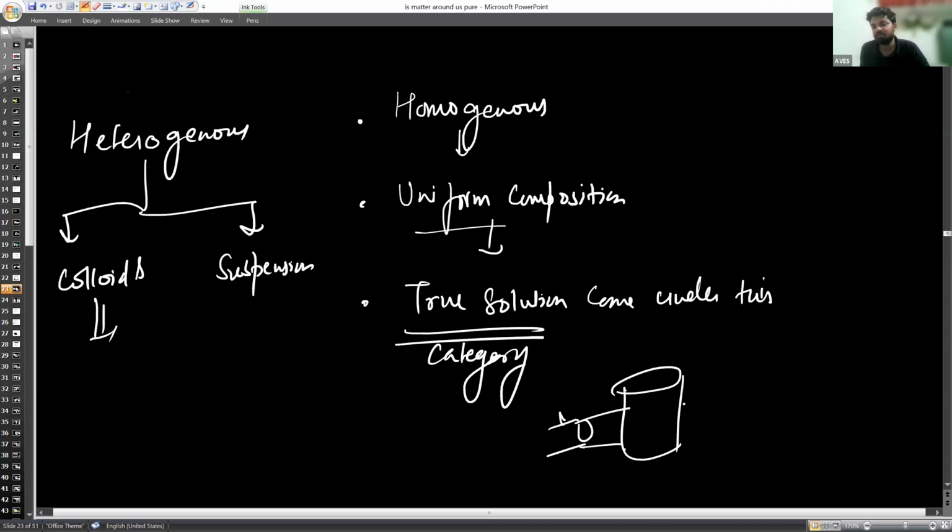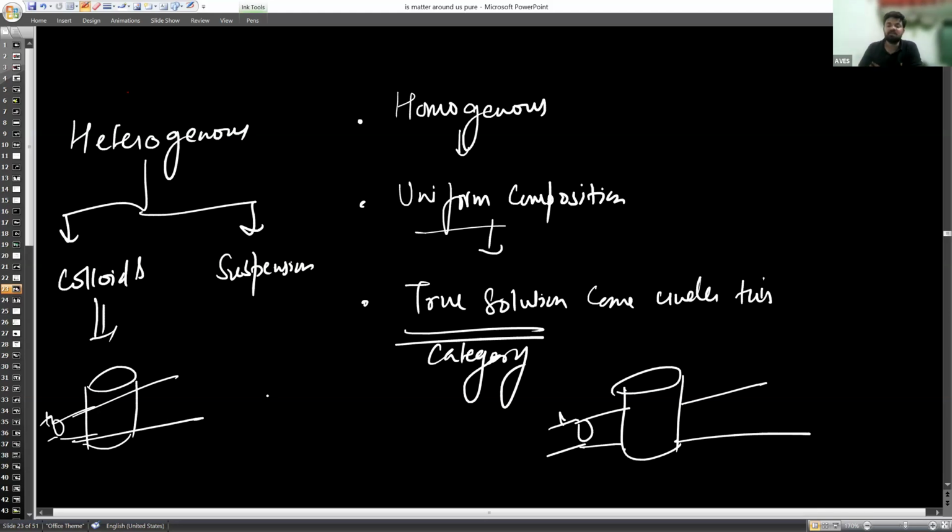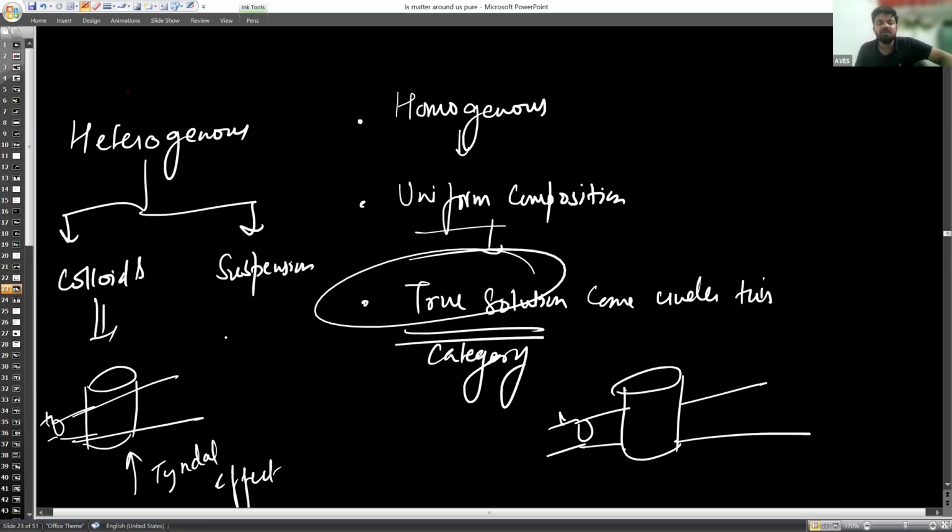In a true solution, if you pass a beam of light, the path of light will not be visible. But in a colloidal solution, if you pass the beam of light, the path of the light will be visible in the solution. That is called the Tyndall effect.